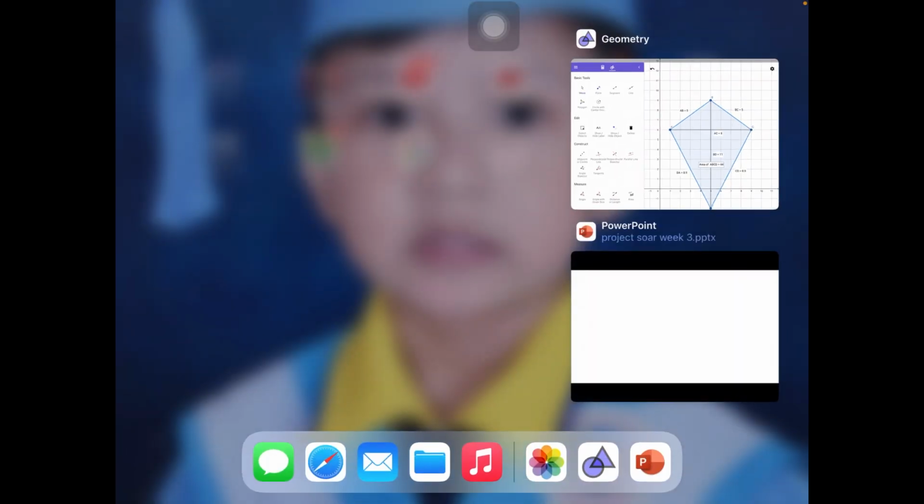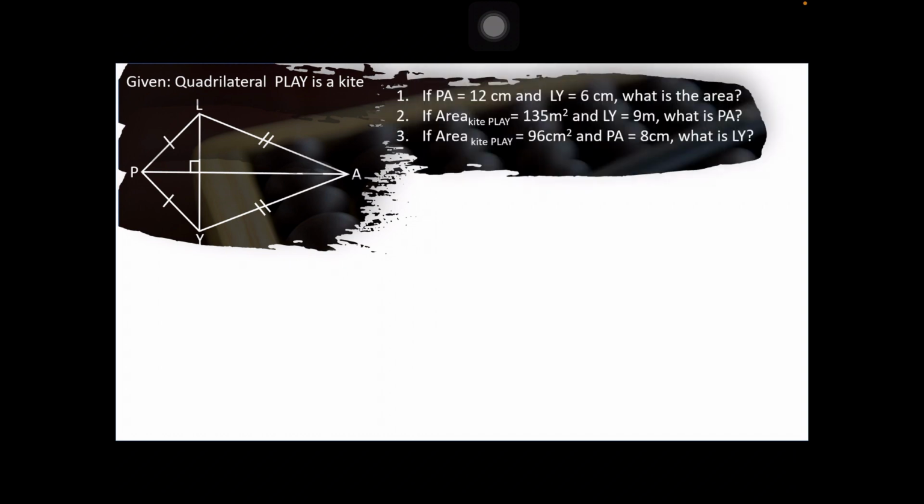Next. Ngayon naman po, magbigay na tayo ng example related to the area of the kite. Yan po. Quadrilateral PLAY is a kite. The question is, number 1, if segment PA is 12 cm and the segment LI is equal to 6 cm, what is the area?